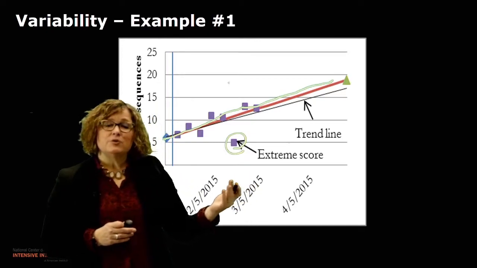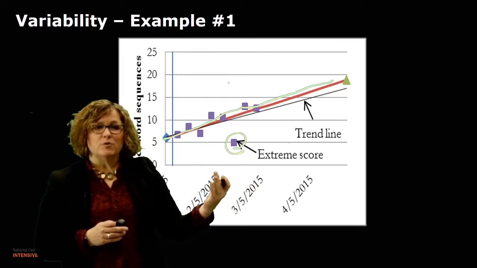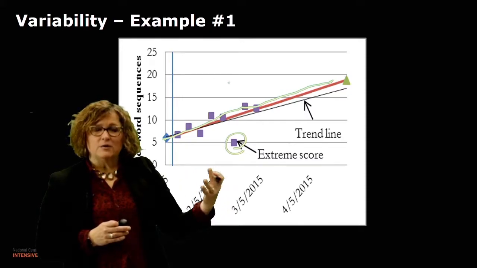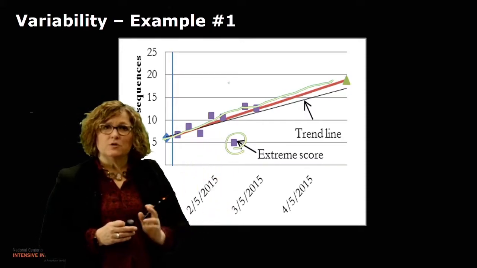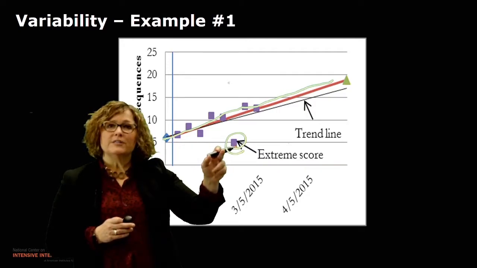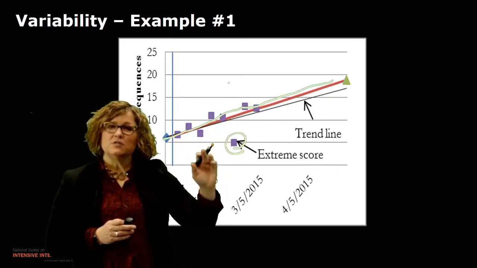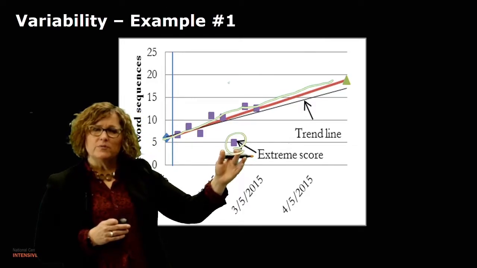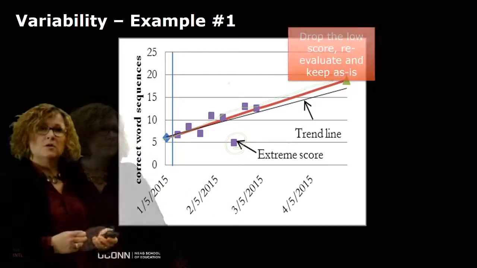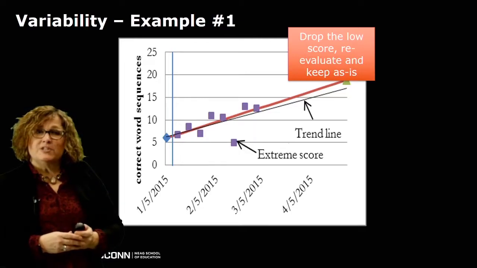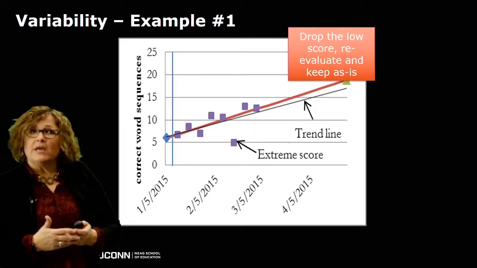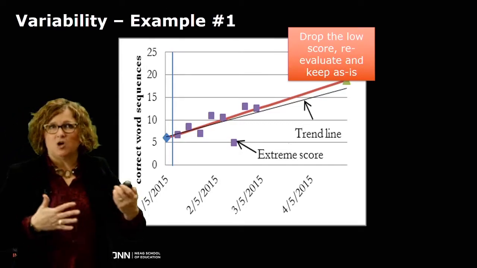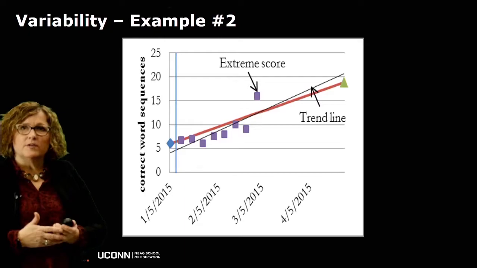So one of the things you might consider is to actually remove the extreme score, and then the trend line would be back sort of equal to the goal line. This score is so different from the rest of these scores that it constitutes what we would consider an extreme score. So as I mentioned, drop the score and then reevaluate and consider keeping as is based on that initial trend that we calculated.